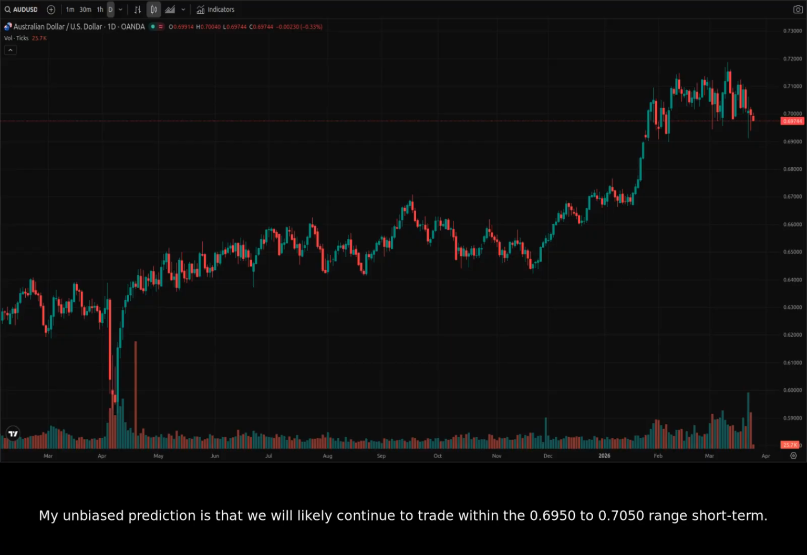My unbiased prediction is that we will likely continue to trade within the 0.6950 to 0.7050 range short-term. I put the likelihood of a range-bound scenario at 60%, given the current geopolitical stalemate. There is a 30% chance of a bearish breakdown below 0.6900 if tensions in the Strait of Hormuz escalate. A bullish breakout towards 0.7200 only has a 10% probability without a confirmed ceasefire agreement.